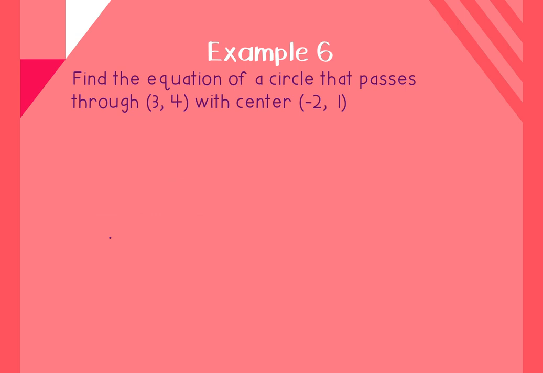Okay, find the equation of the circle that passes through (3, 4) with a center of (-2, 1). So if I've got a circle, well, let me draw the coordinate grid first. You don't have to do this, but I'm giving you a visual. Center (-2, 1). That means my circle does something like this. Terrible circle. You can do it better on Notability. Explain Everything doesn't have that tool.